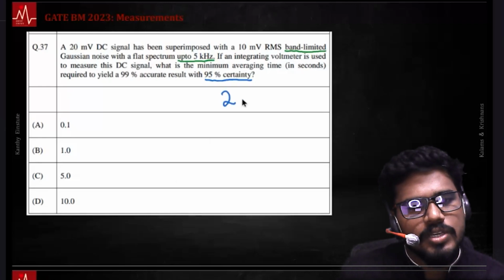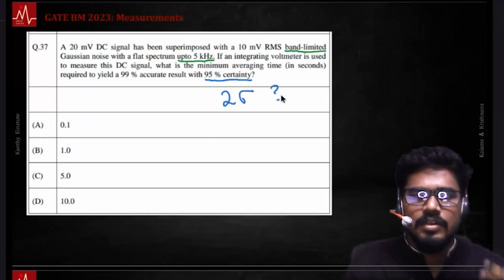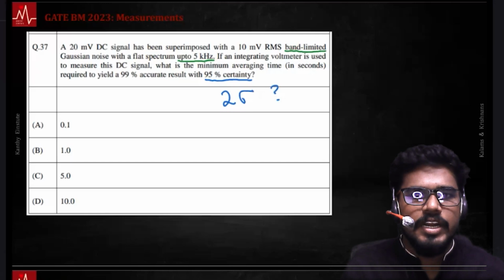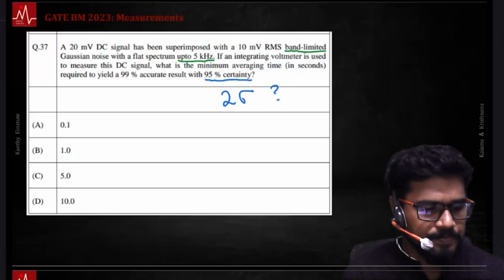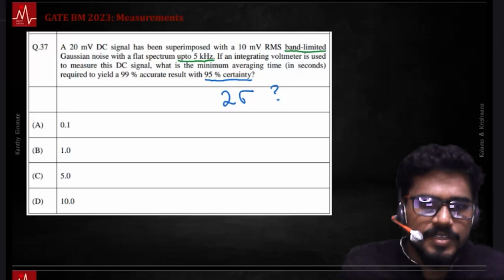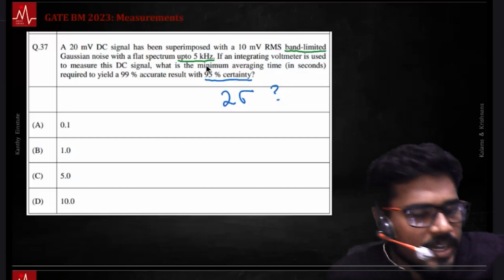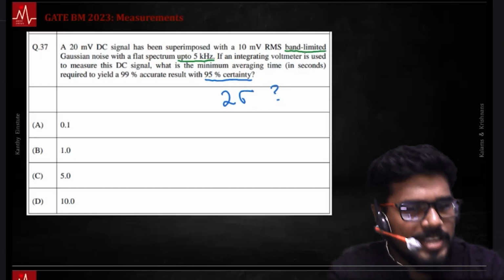Is this related to 2 sigma? Area under the Gaussian curve is 95.5%. Is it related to that? Yes. Okay, you got one connection made. At least you identified one concept. It's band limited to 5 kilohertz. Yes, a Gaussian noise, flat spectrum, and all that.